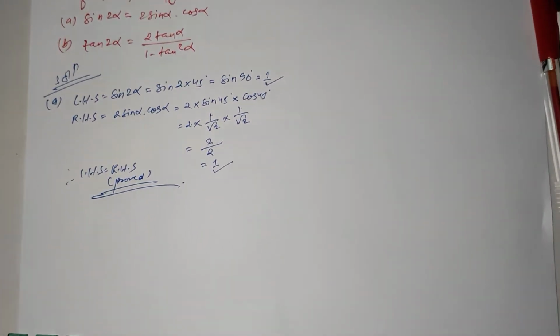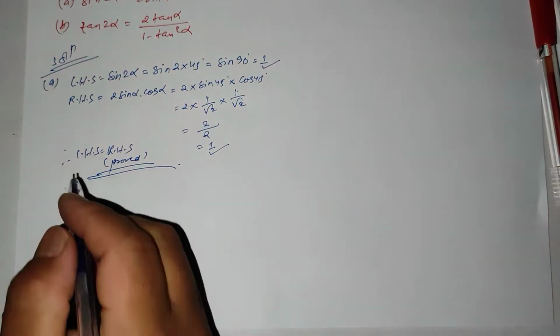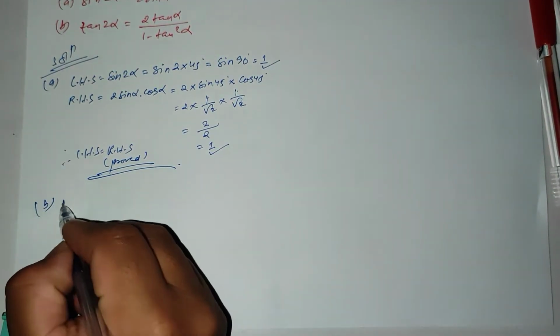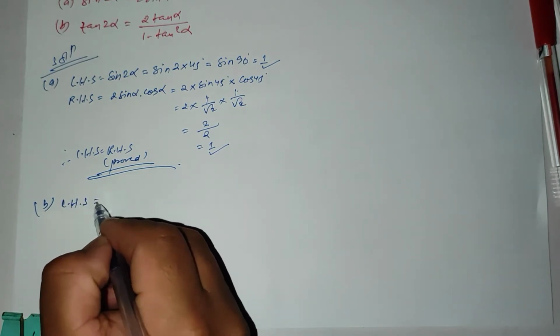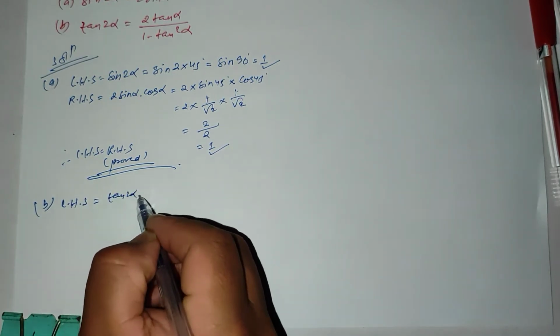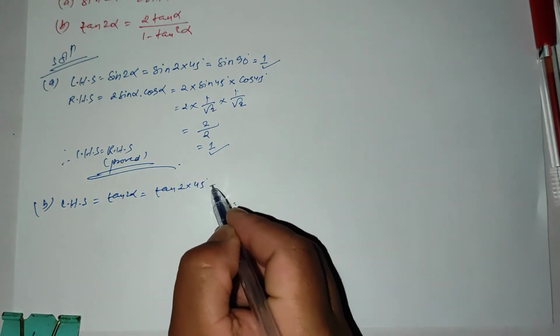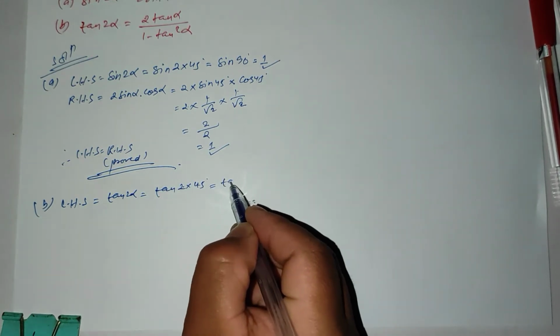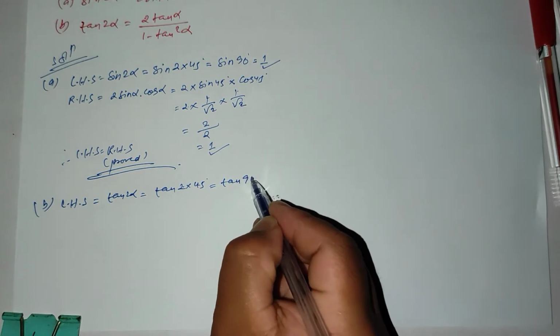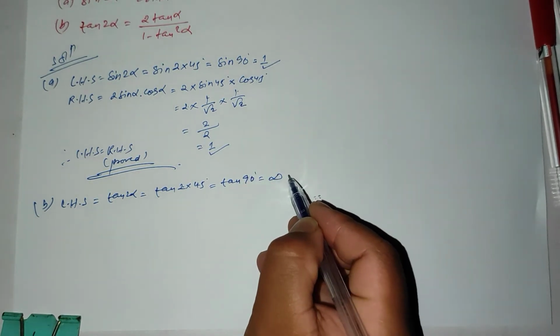Let's solve number B. In number B, we have left hand side tan 2 alpha. That's equal to tan 2 into alpha, and alpha value is 45 degree. 2 into 45 degree is 90. So tan 2 into 45 degree equals tan 90 degree. That is equal to infinite.